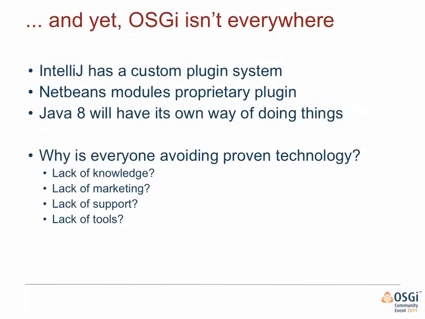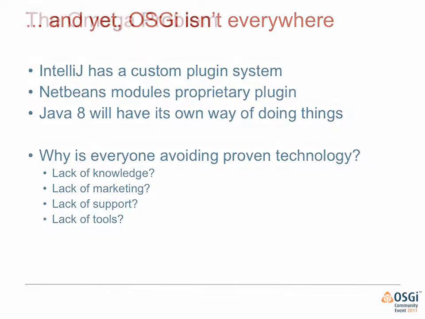And yet, OSGi isn't everywhere. IntelliJ has got its own custom plugin system, NetBeans uses a proprietary modules plugin, and Java 8 is going to invent its own way of doing things again. So why is everyone avoiding what is known as a proven technology? Is it lack of knowledge? Is it lack of marketing? Maybe a lack of support or a lack of tools?